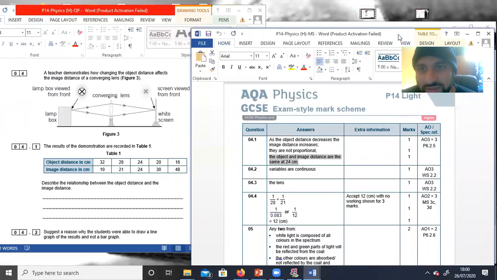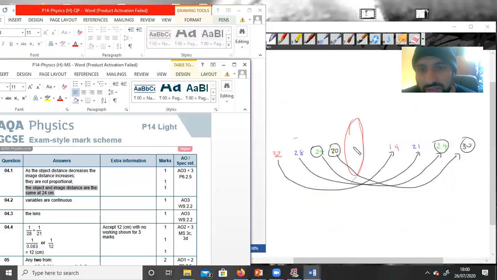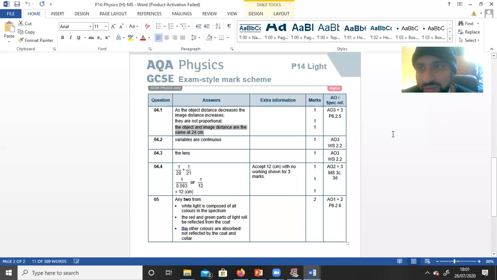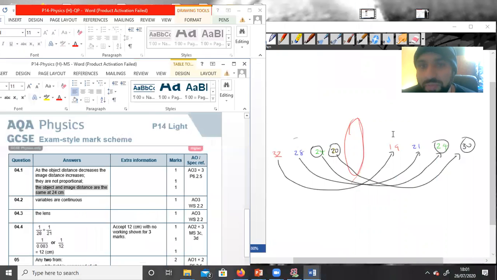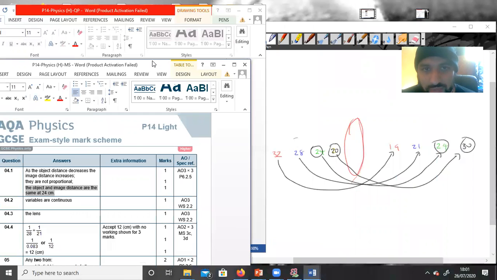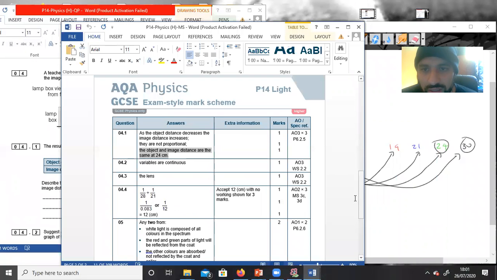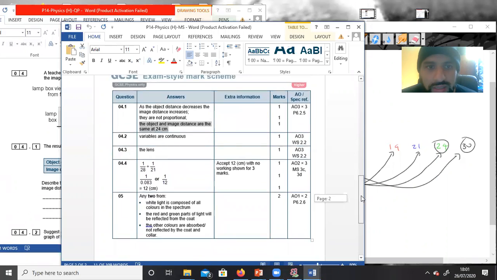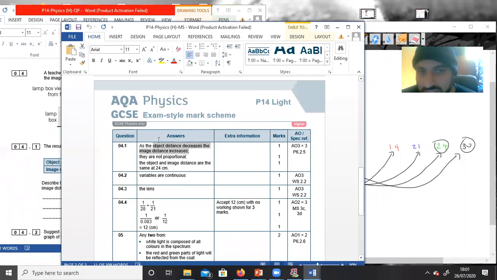So notice what we said here. When this was at 24, this was at 24 as well. They wanted you to notice that when things are the same. And they also wanted you to notice that they're not proportional to each other. Before we talk about proportionality, let's look at this answer again. What we can see is as the object distance increases, the image distance increases. That's 1 mark, this top bit here. The second mark is where you notice things are the same.